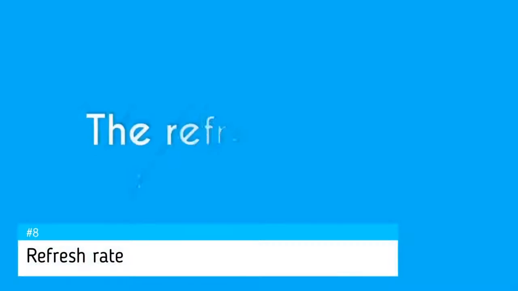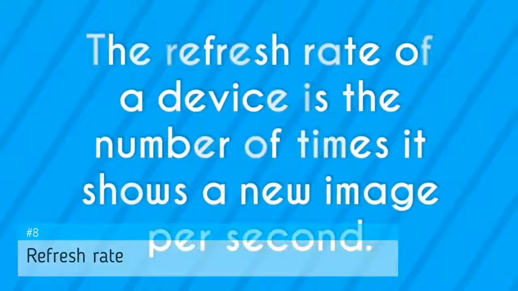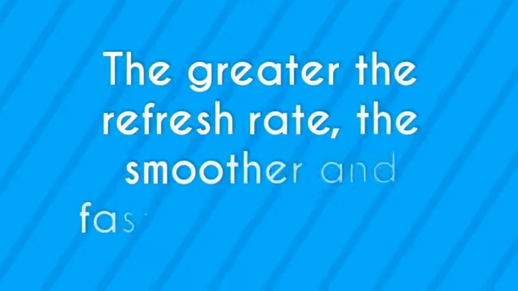The refresh rate of a device is the number of times that the display shows a new image per second. A device with a refresh rate of 60 Hz means that it displays a new image 60 times per second. The greater the refresh rate, the faster and smoother the display.